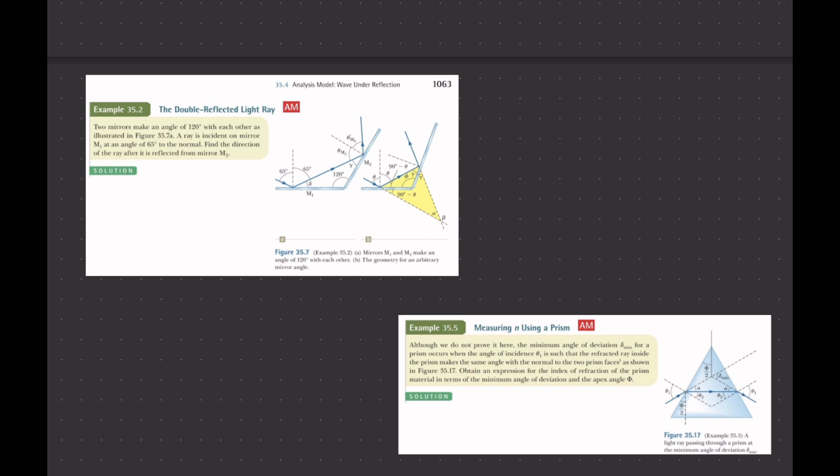That's a crazy problem. Now, I said problem for both of these, but they're really examples in the book. Example 35.2 is almost the first example they give on reflection, and example 35.5 is, I think, the second example they do on refraction. These are the two main concepts that you learn in chapter 35. So it lets you practice with the law of reflection and the law of refraction.